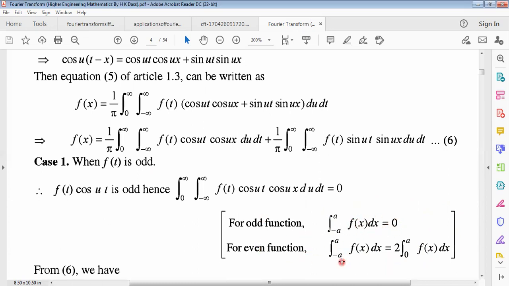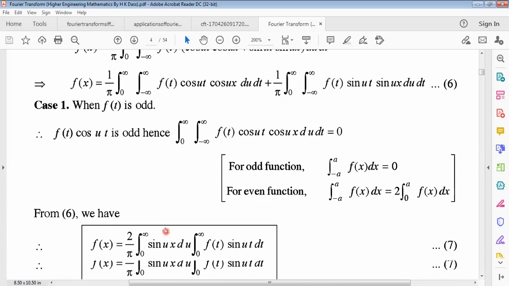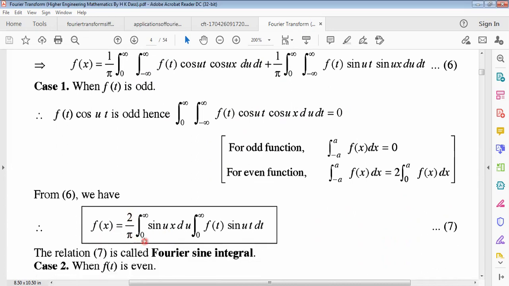And for an even function, the integral from minus a to a of f of x dx can be written like this: total, minus lower limit and upper limit, can be written as 0 to a and 2 times, because it is symmetric. So from equation 6, using these properties, f of x equals 2 by pi, integral 0 to infinity sine ux du, integral 0 to infinity f of t sine ut dt.